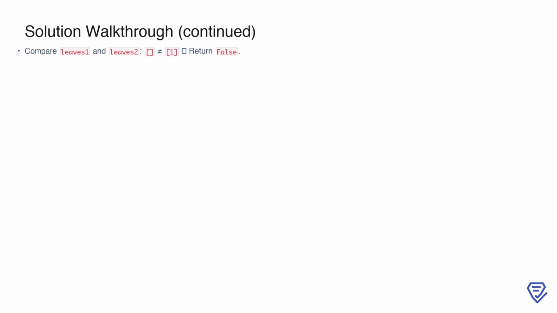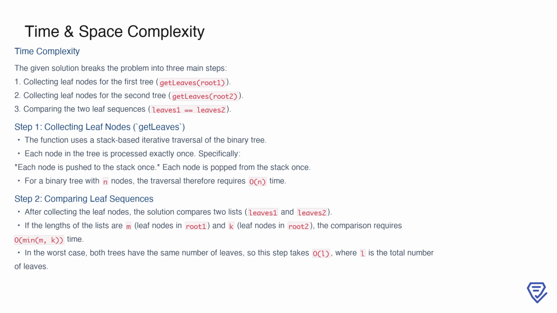With these examples, we've covered scenarios where the leaf sequences are identical, different, and where one tree is empty, helping solidify the concept of leaf-similar trees. To analyze the time complexity of our solution, we start by breaking it into 3 main steps.